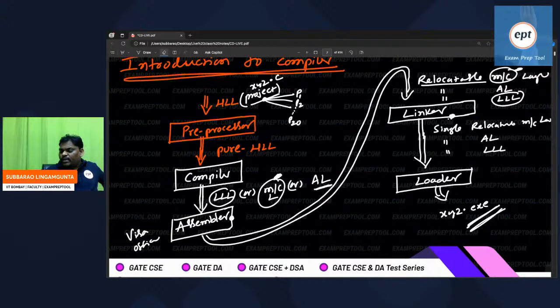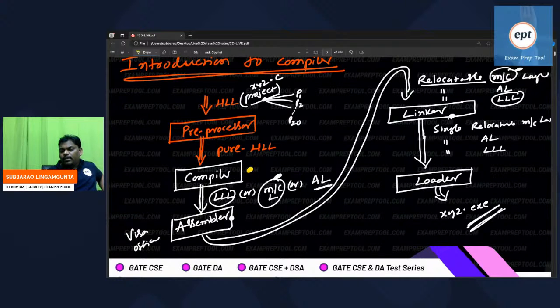Sir, if I say compile, will only compile happen, or something before and afterwards also? Before compilation, the preprocessor will be done. When I say compile, it starts from the preprocessor, followed by other things too. Actually, they are not part of the compiler. Compiler means this only. For user convenience, you do a little bit before and a little bit after, but they are not part of the compiler.